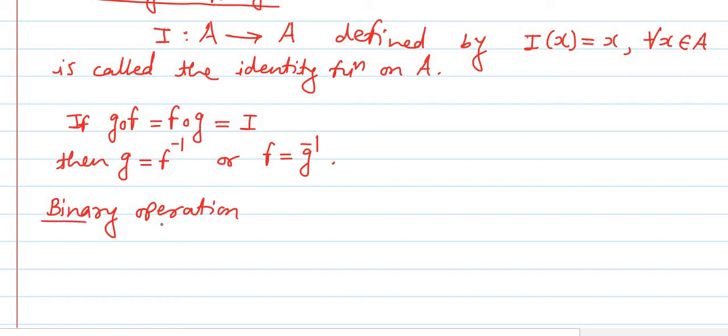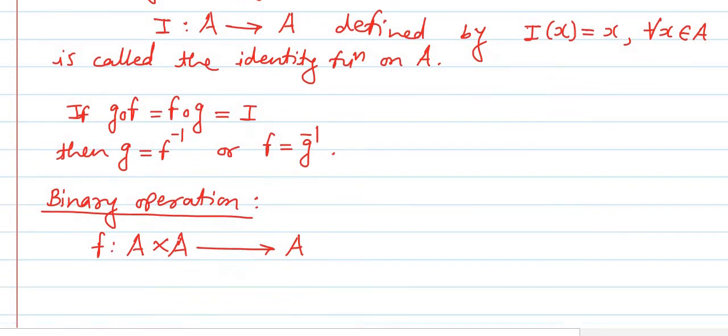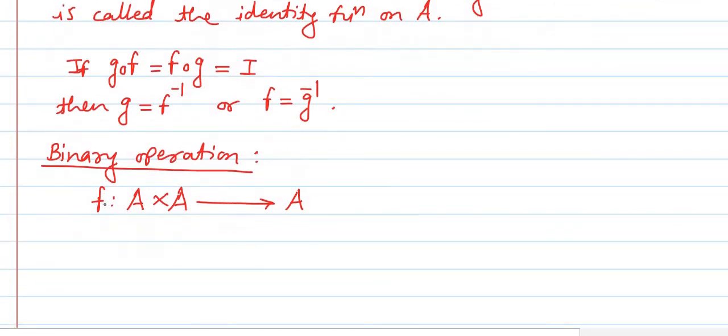Next one is the binary operation on a set. See how it is defined. If A is some set, then the mapping f from A cross A, meaning the Cartesian product of A with itself, to the set A itself, is called a binary operation on A. So if f is a mapping from A cross A to A, then we say that f is a binary operation on the set A.